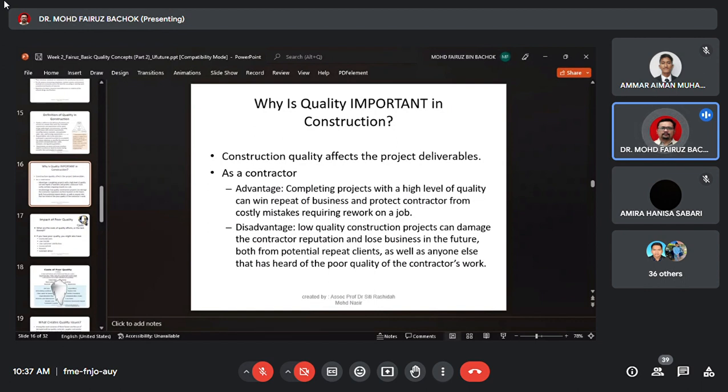That's why the reputation image is important to the construction company, to you as a contractor. If you are an engineer, it's okay, you can work at another company. But as a contractor, your company is your image. If you have a bad reputation, it directly affects you.